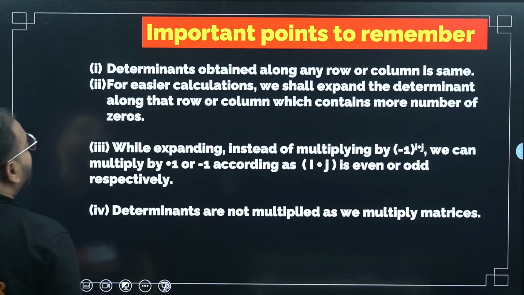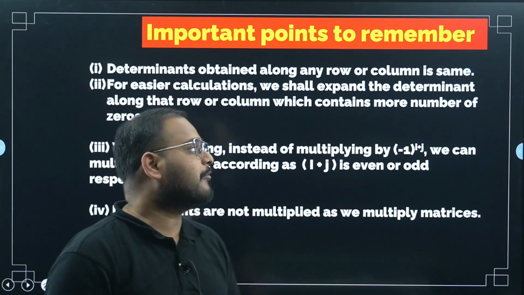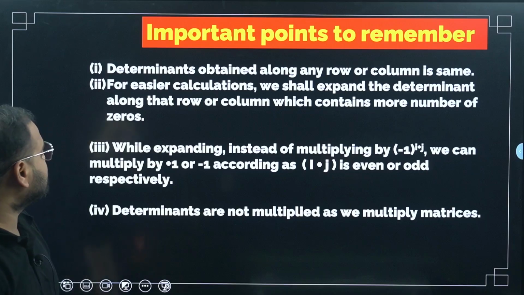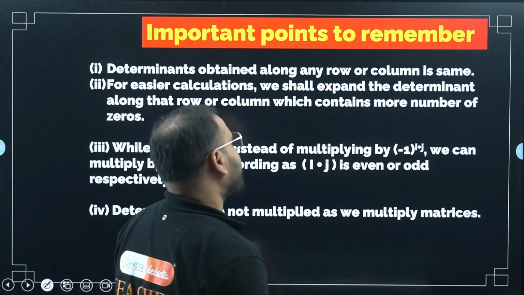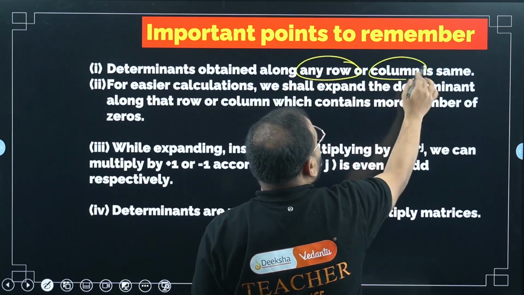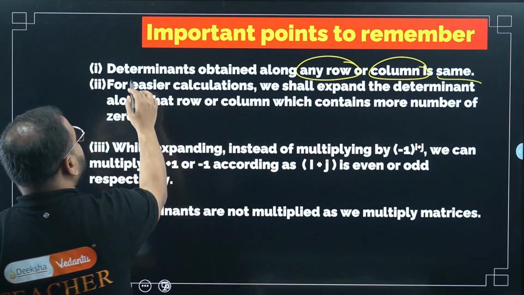Please cross check. Now a few points to remember. Whenever we are dealing with determinants, we have to remember a few points, some properties. Let's see them one by one, sir. Determinants obtained along any row or any column are always the same. Always the same, sir. Okay. For easy calculation, this part.